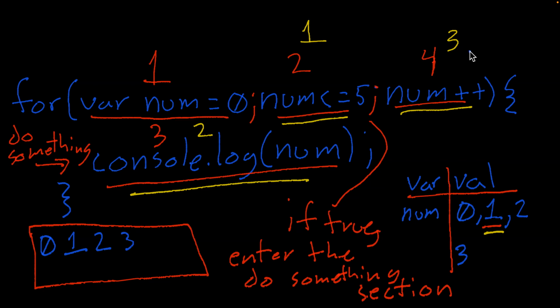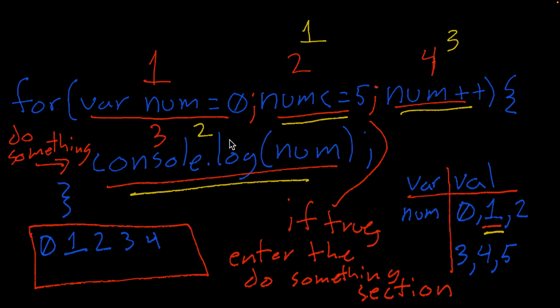Then after 2, we go to 3 again, num plus plus. All right, so that means we increase it again, goes to 4. Once we finish 3, then we go back to 1 and we check again. Is num less than or equal to 5? Yes, it's less than 5 because it's 4. We'll console log it again here. Then once we finish step 2, we increase it again. Num plus plus. All right, it's 5 now. Is num less than or equal to 5? Yes, it's equal to 5.